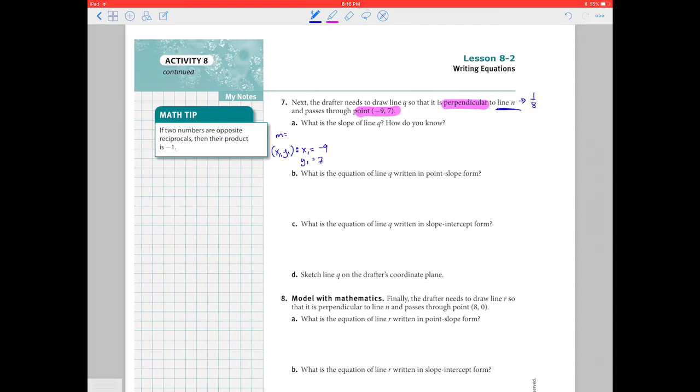So the slope perpendicular to that, we would have to find the opposite reciprocal, which means we flip the fraction and make it the opposite sign. It's positive right now, so we need to make it negative. And we can rewrite that as just -8. If we look over here at the math tip, it says opposite reciprocals should multiply up to -1. So if we want to check that, we can.